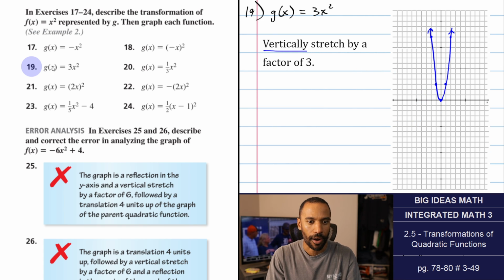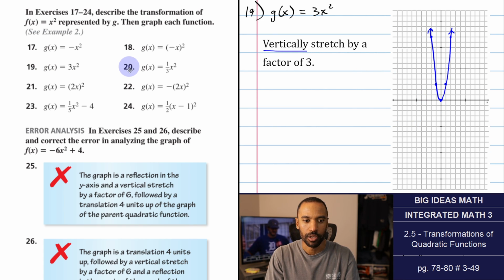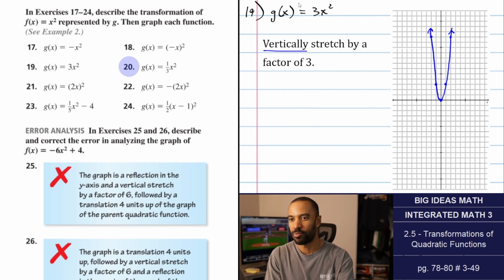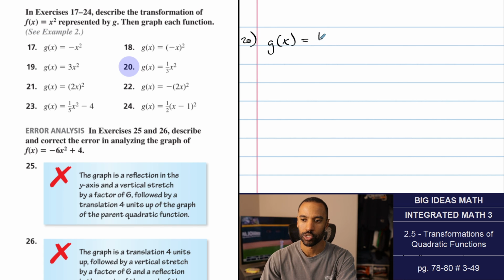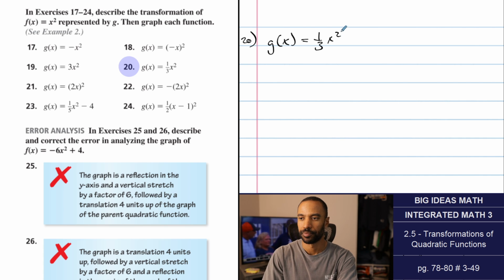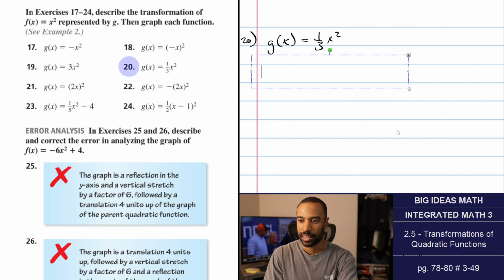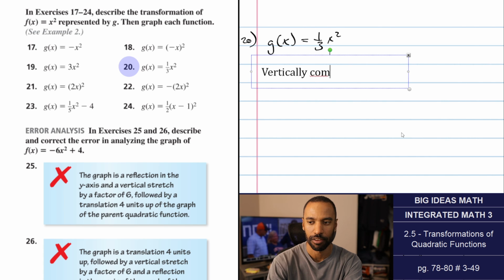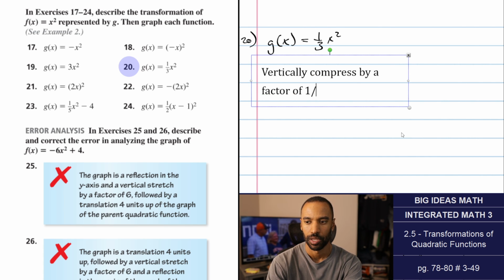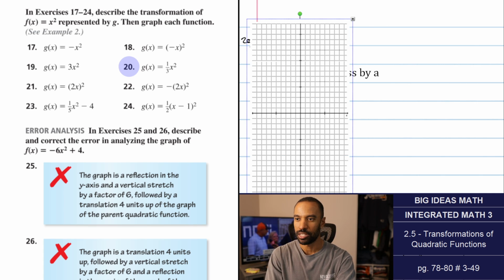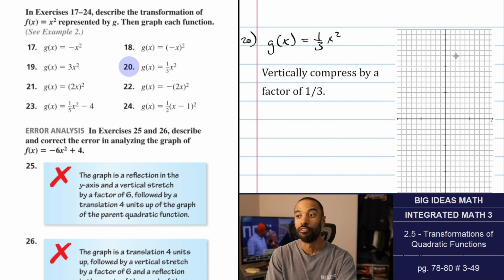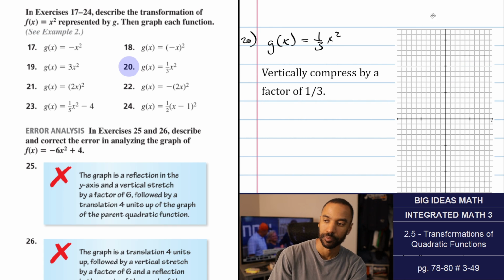All right, number 20. Number 20 is also a vertical stretch, but it's not a stretch, it's a shrink, it's a compression. So this is g of x equals 1/3 x squared. We're going to take the parent function and vertically compress it, vertically shrink it by a factor of 1/3. So instead of multiplying everything by 3, we're going to multiply everything by 1/3, which means divide everything by 3. The vertical parts by 3.